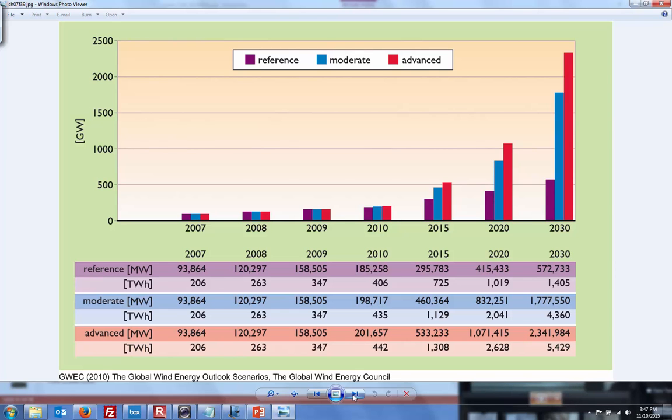So my guess would be that the reference scenario is based purely on regular old economics. You know, can I afford it? Is it going to be cheaper? Scenario 2 says policy measures to support renewable energy are targeted, either enacted or in the planning stages around the world.